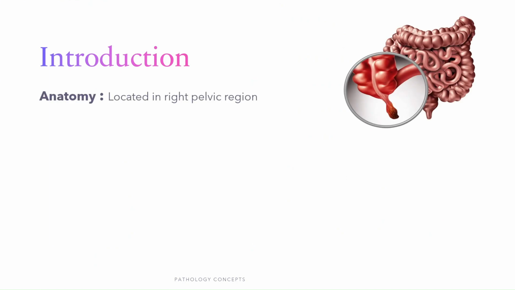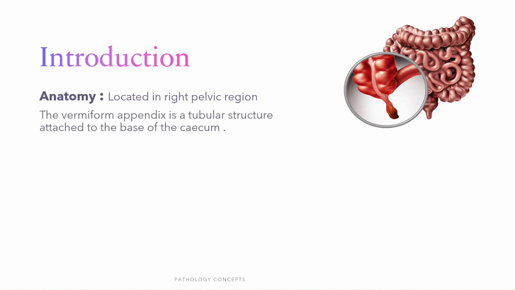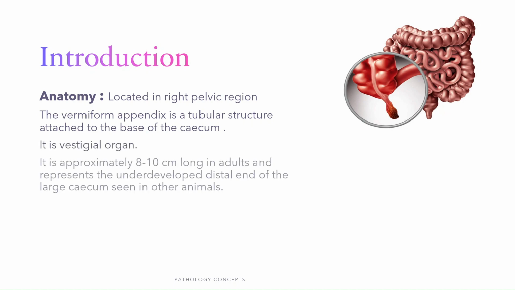Appendix is located in the right pelvic region. The vermiform appendix is a tubular structure attached to base of cecum. It is a vestigial organ. It is approximately 8 to 10 cm long in adults and it represents the underdeveloped distal end of the large cecum seen in other animals.